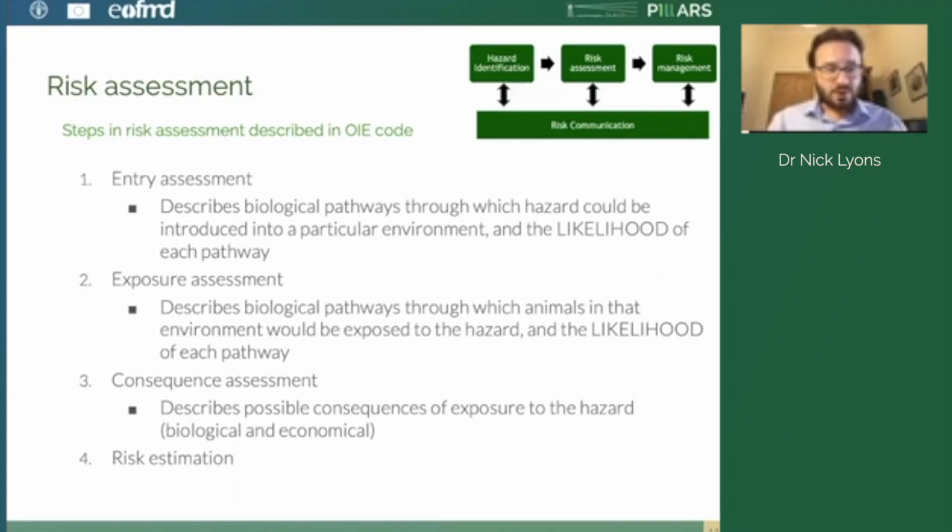So within this risk assessment component, in the OIE code, they talk about different aspects. You've got your entry assessment, which describes the biological pathways through which a hazard could be introduced into a particular environment and the likelihood or probability of each pathway. Then there's the exposure assessment, which covers the pathways through which animals in the environment would then be exposed to that hazard. And then there's the consequence assessment, which describes the different possible consequences of exposure to the hazard. And then all these things are brought together to give you an overall assessment of risk, and that's what your risk estimation is.